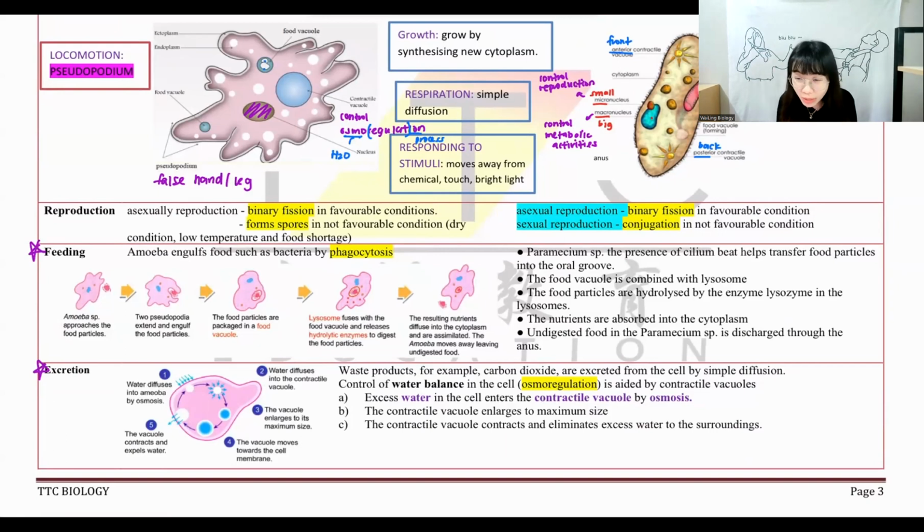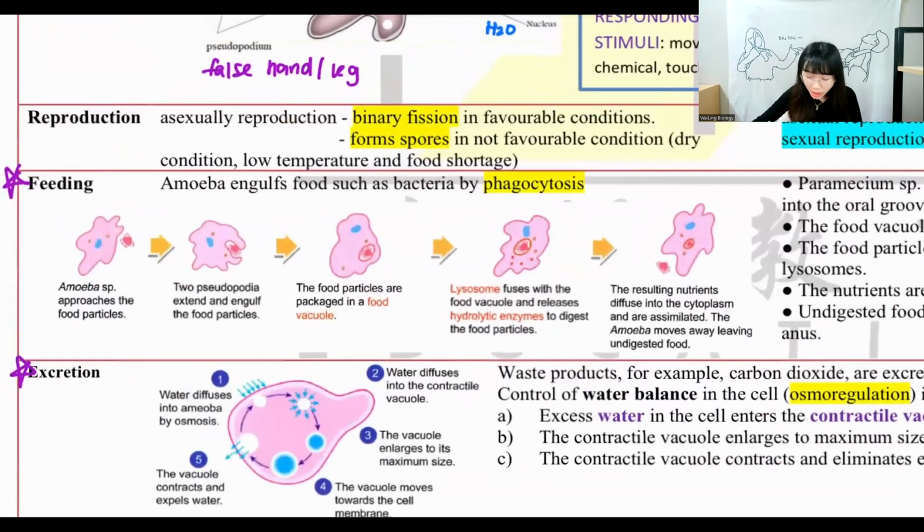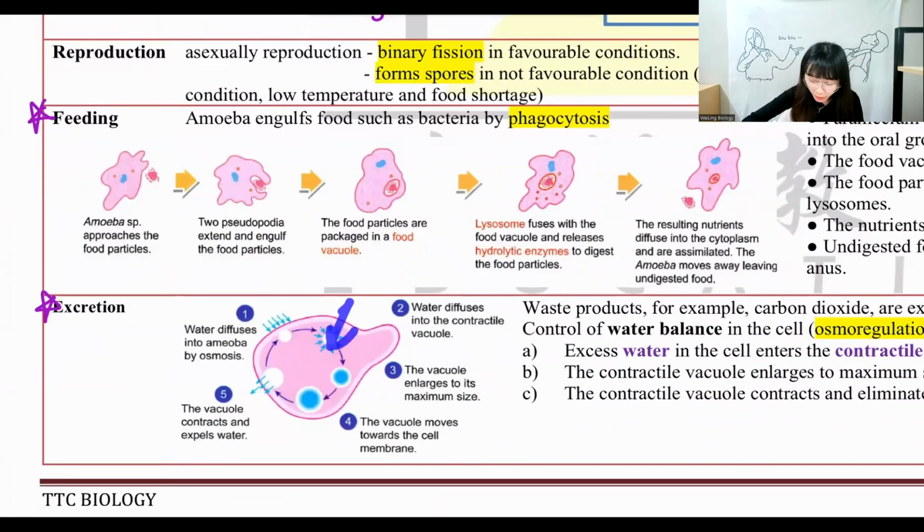But for amoeba species, they will really burst, guys, because they are one cell. When the water keeps on diffusing into the contractile vacuole to the maximum size, and they don't remove the water out, they will actually burst, literally burst. So water diffuses in, the vacuole expands to the maximum size, then it will contract and expel water out. This is how they remove excess water from the body.